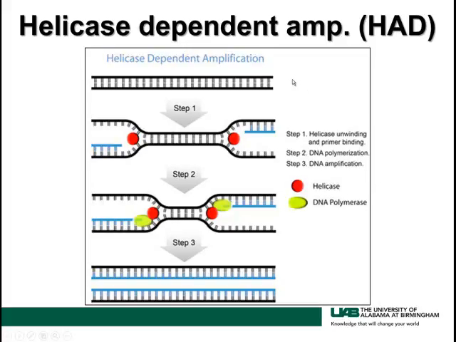So the difference between this and PCR is that you can do the DNA amplification at one single temperature. You have denaturation, annealing, and synthesis at exactly the same temperature, whereas for the PCR you have denaturation, annealing, and synthesis at different temperatures. So this is one use of the helicase, and it is used in helicase-dependent amplification.